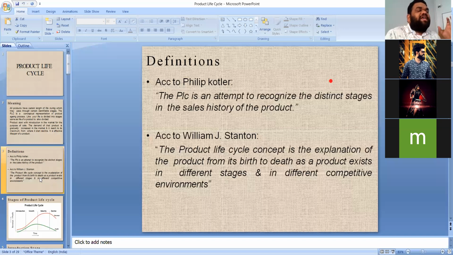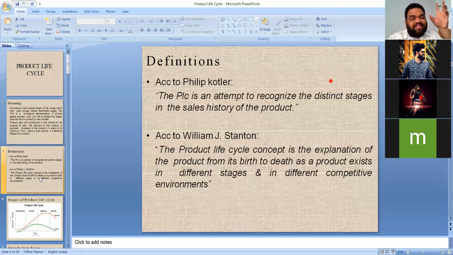How is he defining it? With its sales history. Sales history means whenever you are introducing the product into the market, from that point, how far the sales are increasing and how far the sales are decreasing. Whenever the sales are increasing, we can say that history means, for example, the sales are increasing from the introduction stage to the next stage.